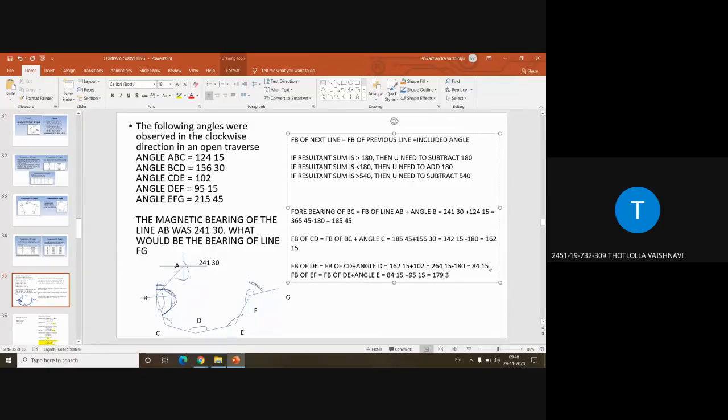179 degrees 13 minutes, sir. Is it less than 180 or more than 180? Less than, sir. So what you need to do? You need to add 180, so it is 359 degrees 30 minutes. Then forebearing of FG is equal to forebearing of EF plus angle F: 359 degrees 30 minutes plus angle F is 215 degrees 45 minutes.